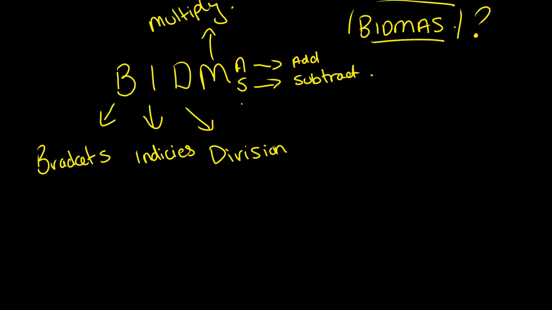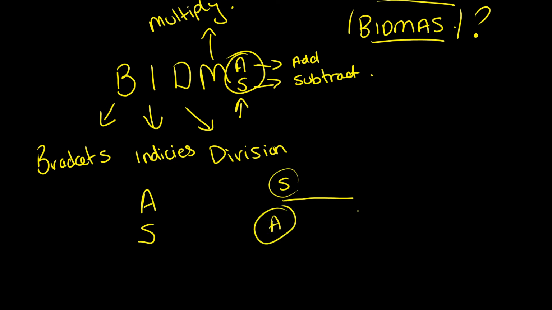Now, the reason that I have written those two letters there, add and subtract, on top of each other is because they are interchangeable. So if you're reading some arithmetic, you read it from left to right. So if the subtract comes first, then you do that calculation first, and if the addition comes first, then you do that calculation first. And I'm going to show you some examples of how that works in Python.